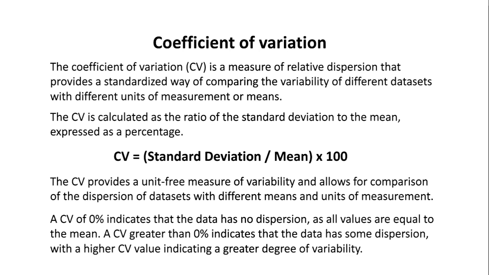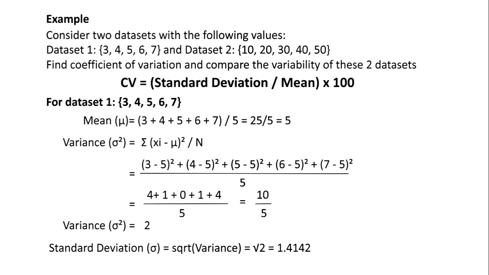A CV of 0% indicates that the data has no dispersion, as all values are equal to the mean. A CV greater than 0% indicates that the data has some dispersion, with a higher CV value indicating a greater degree of variability. Example. Consider two data sets with the following values.